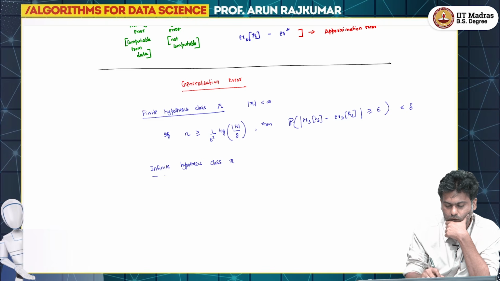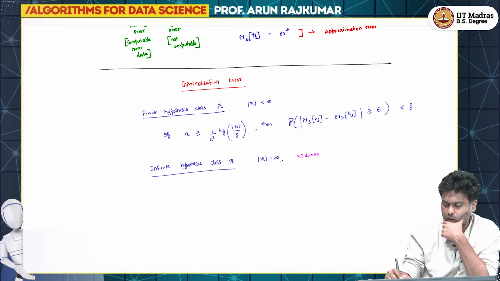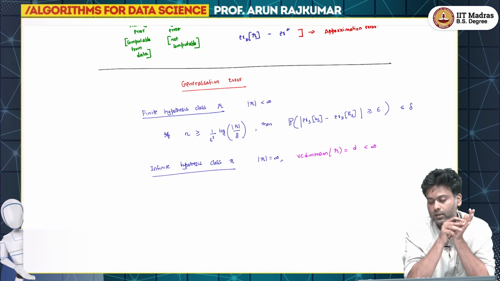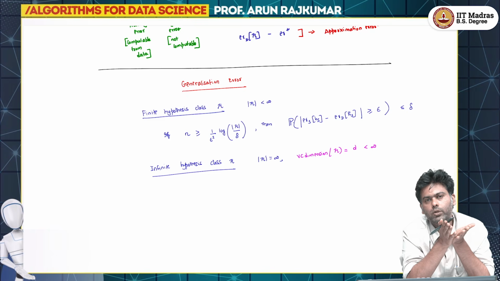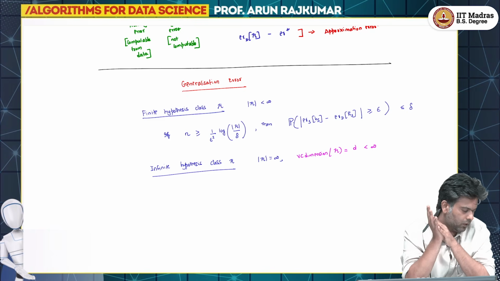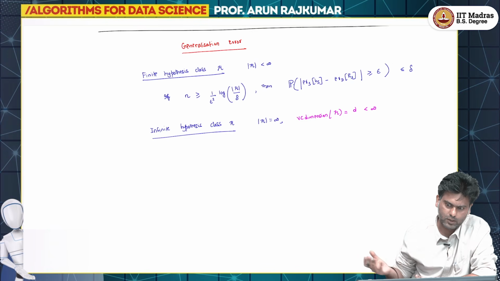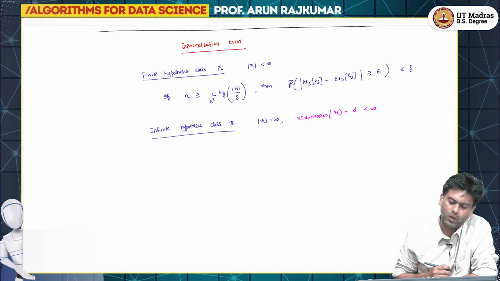So H equals infinity, but then we said that H can be infinite while the VC dimension of our hypothesis class, let us say some d, is less than infinity. That is an infinite hypothesis class with finite VC dimension. That's the class we were looking at. When you are learning from such a hypothesis class, what can we say?